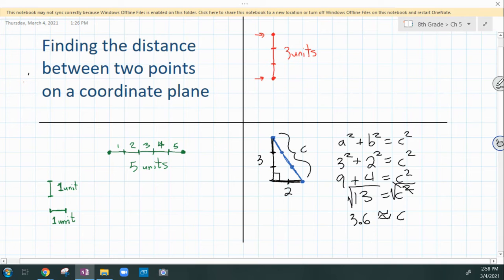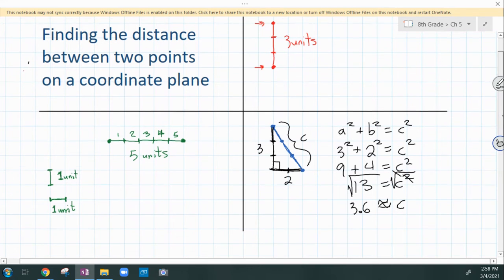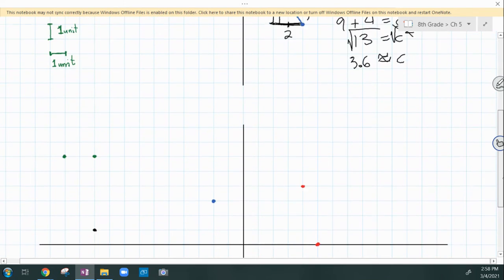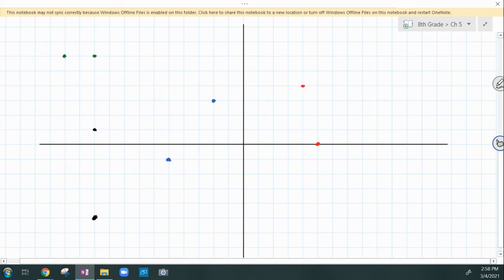Now that you see that, let's give it some practice. I have a couple more examples here. Let's take care of the easier ones first, these green ones over on the top left here. That's a green and that's a green in case you can't see as well with the colors. How far are those 2 points apart? Since they're horizontal, we can just count up the spaces. There's 1 space, 2 spaces, that's 2 units.